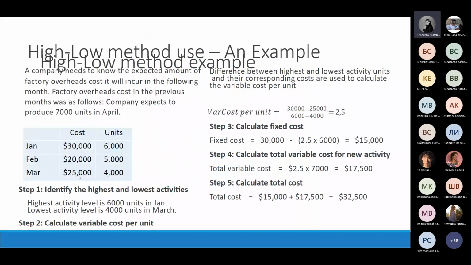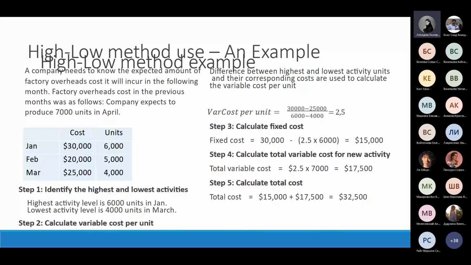If we use the high-low method, I'm sorry, I don't know why this heading is doubled, but anyway. If we use the high-low method, we know that we have a lack of data. We have only 3 months here, and we have to calculate the amount of total cost for April if we expect to produce 7,000 units in this month. So the first step, we identify the highest and lowest activities. We use units here to identify the level of activities.